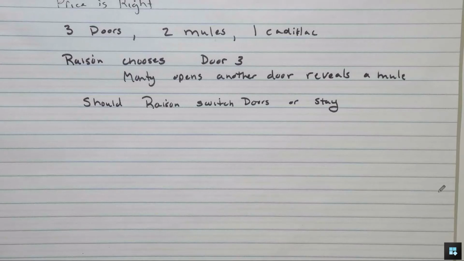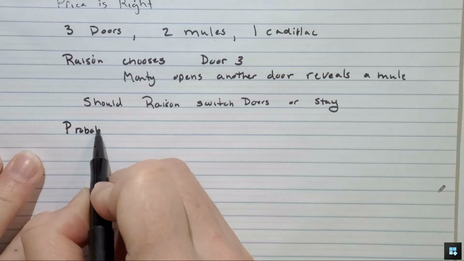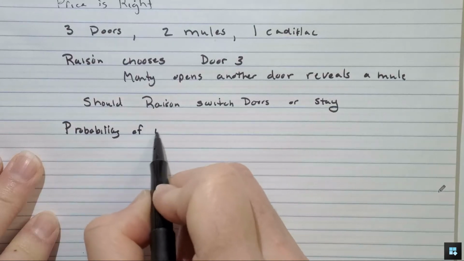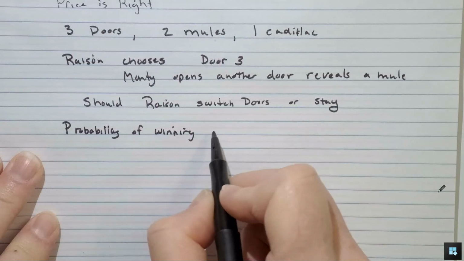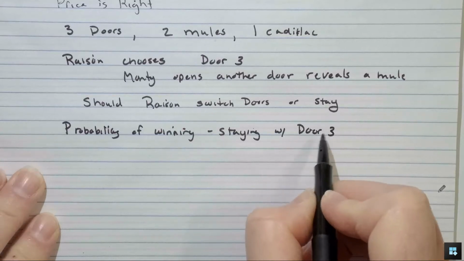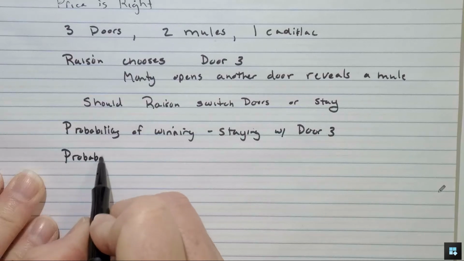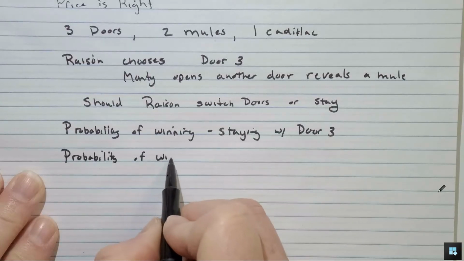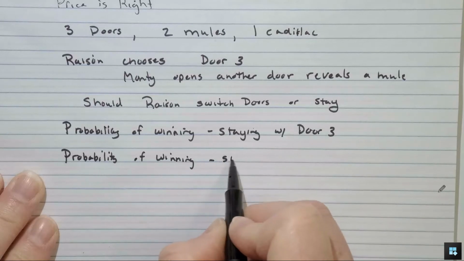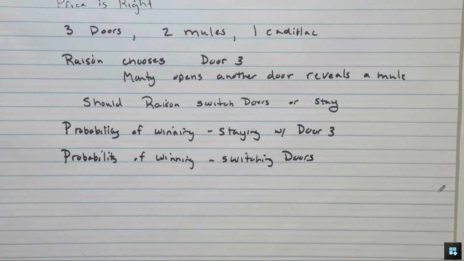So write down, what do you think the odds of winning are, or the probability of winning staying with door 3, or the probability of winning switching. Okay, so switching door is to, of course, the unopened door. You wouldn't choose the one that opened and had a mule behind it. So go ahead and write down what the probability is that you think.